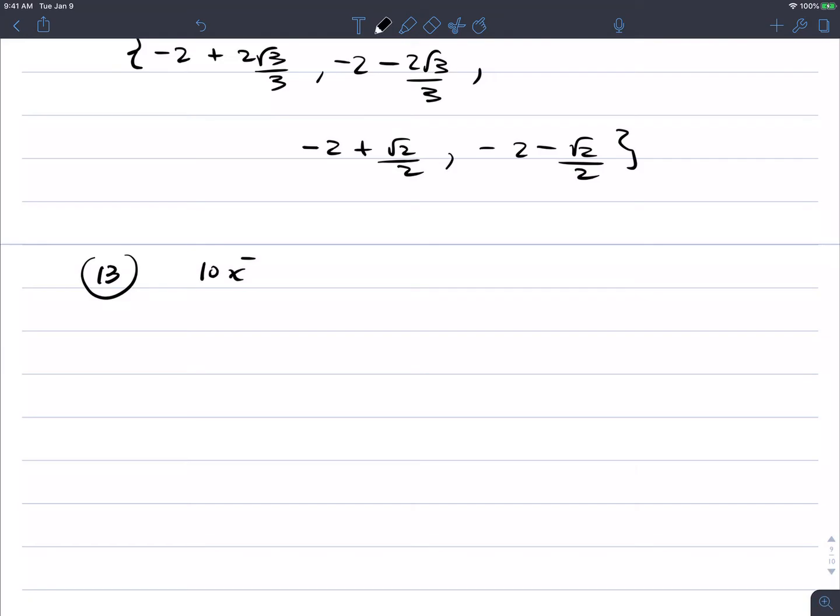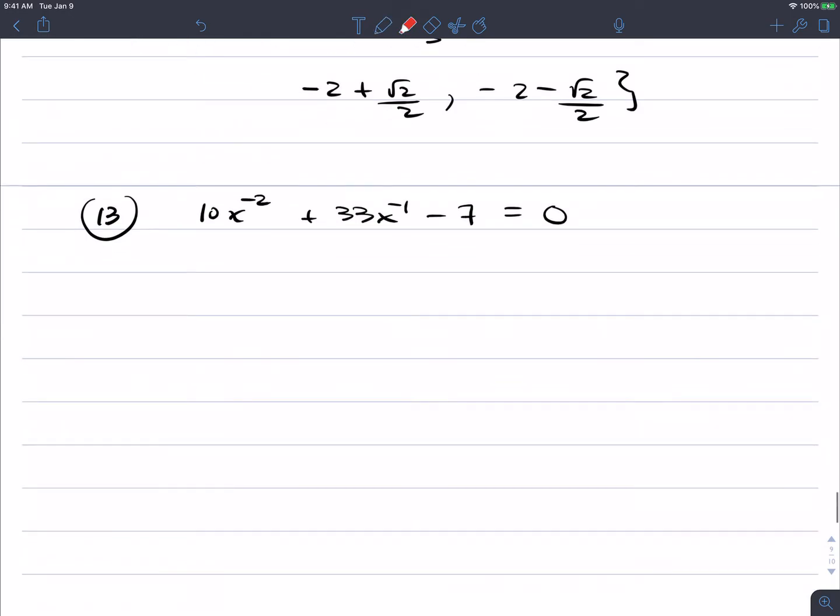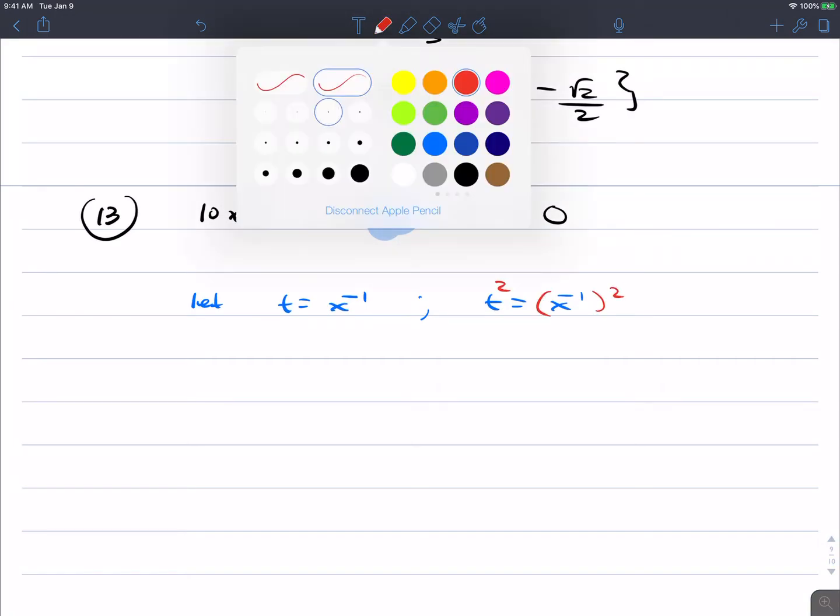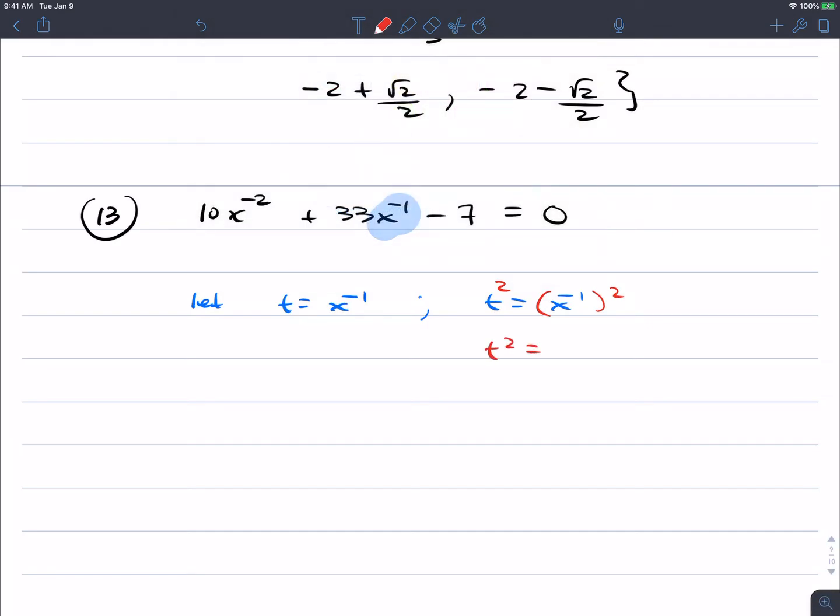x to the negative 2 plus 33x to the negative 1 minus 7 equals 0. So we're going to do a nice substitution again. Here, we're going to let t now be x to the minus 1 power. So what that means is we're going to square both sides here. Square the left, square the right, and you end up now with t squared being x to the minus 2 power because you take the negative 1 and you multiply it with 2. So this term is t squared. Well, this is my t term.